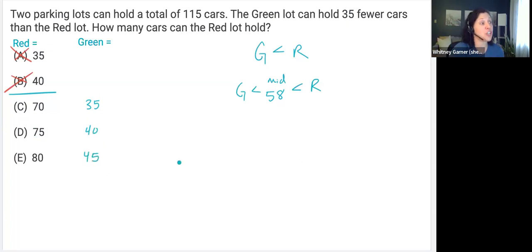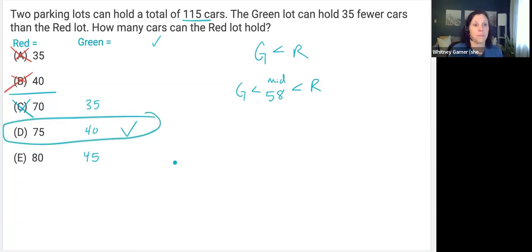And now I'm going to check it using the fact that they have to sum to 115. 70 plus 35 is too small. 75 plus 40 is, in fact, 115, and that's my answer. Now, just as a heads up, depending on how you see the relationships, I absolutely could have chosen my green based on the other relationship, based on the total of 115.